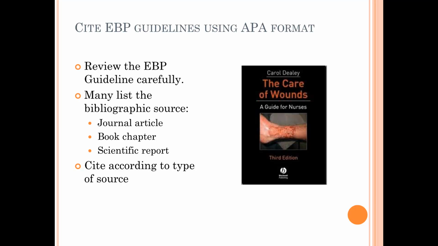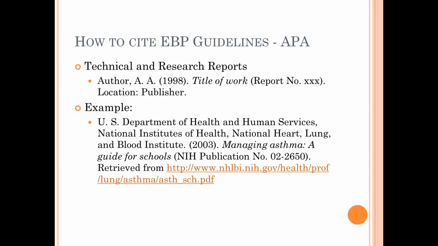In terms of citing evidence-based practice, it depends on where you find it. There are many different sources: journal articles, book chapters, scientific reports, and you want to report according to the source. So for a technical and research report, you might have the author first, and then the year, and then the title of the report and the number. An example of this is one about managing asthma in schools, and you can see here the publication in 2003. It's getting a little old, but it's not ancient, so it would be something worth taking a look at.